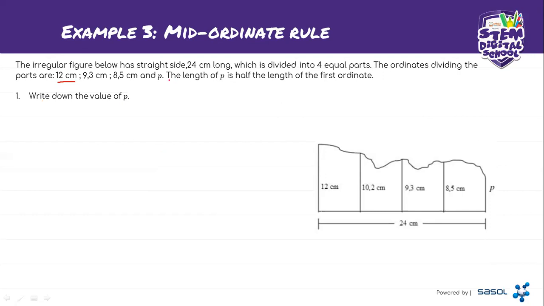Now listen to this. The length of P is half the length of the first ordinate. What is the first ordinate? You can see our first ordinate in this case is 12 centimeter, meaning P is half of that. Then let's see how we determine the value of P. It's quite simple. Half of 12 is 6 centimeter. So for P, we have 6 centimeter.